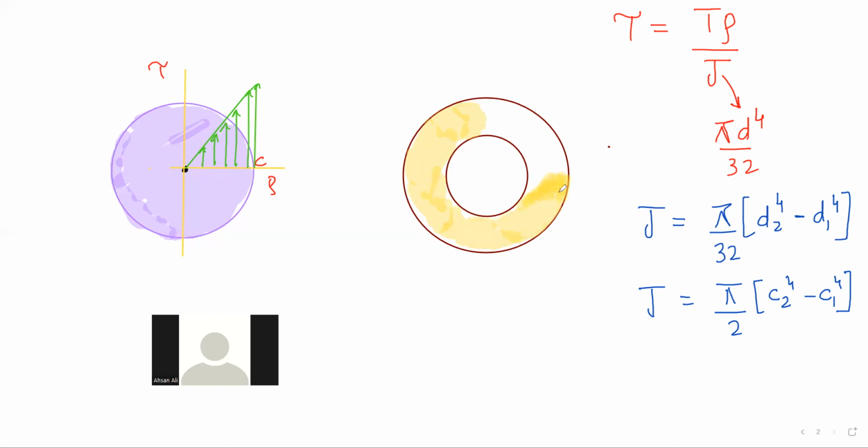In the hollow part, the stress is 0. And when it goes to the solid part, it goes linear. So it will be non-zero on the inner surface as well as the outer surface, unlike the solid shaft, where shear stress was 0 right at the center.